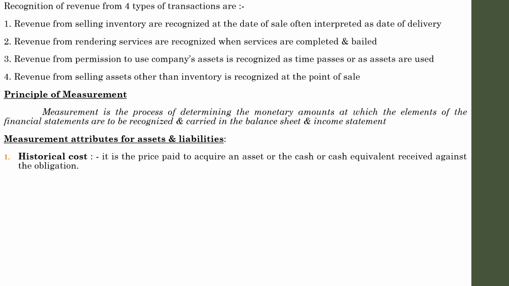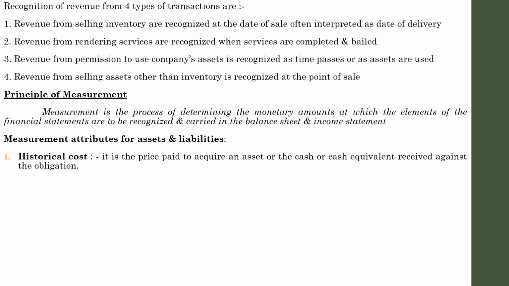One such method to measure the assets or liability is on the basis of historical cost. We all know what is meant by historical cost. We have learned about the historical cost concept as one of the accounting concepts in +1 commerce. I believe you all know one of the basics of accounting concepts, that is the historical cost concept. That same concept also implies the historical cost, that is, it is the price paid to acquire an asset or the cash or cash equivalent received against the obligation.